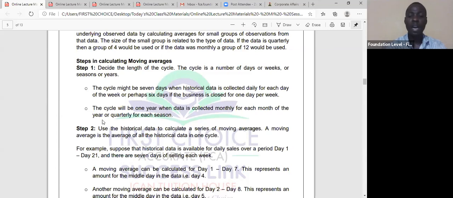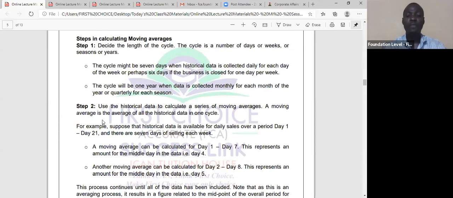So you will now calculate the average for day 2. You know that between day 2 and day 8, the average is day 5. So anything you get as the average, you put it in day 5. I believe you understand that. So that is how the average will be moving.